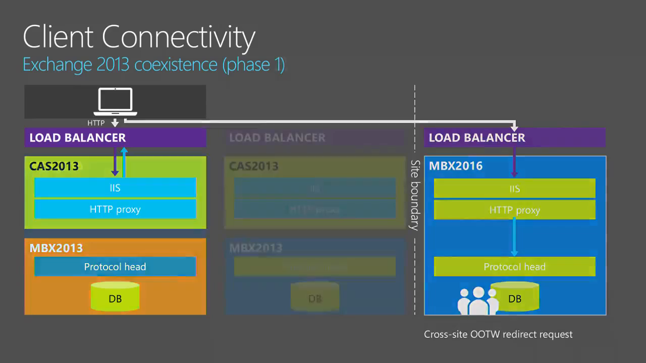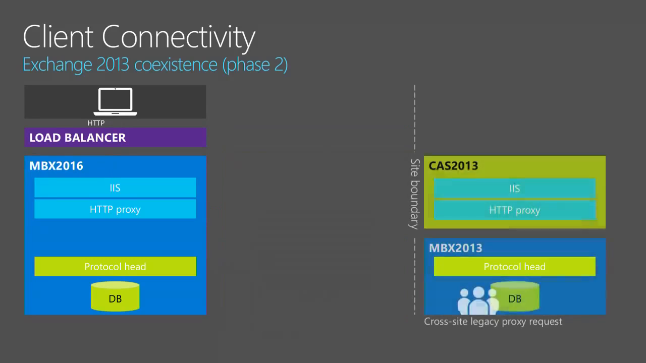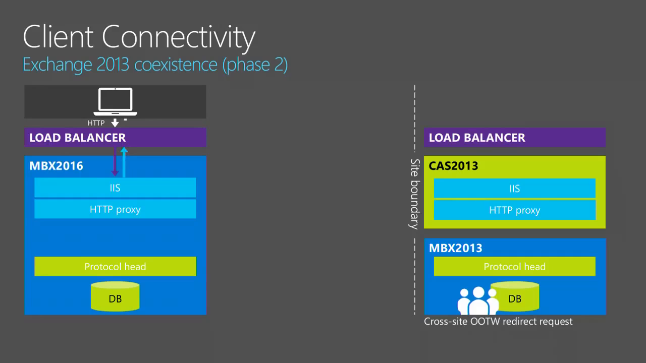We tried to make things as easy as possible. Here's phase 2. Phase 2 is when you've swapped the front door. So now you still have 2013 and 2016 in the mix, but now 2016 is answering the client requests. And it's got the front door, and it is, in fact, doing the proxy requests from 2016 over, in this case, to the mailbox that's on 2013. This is the legacy proxy request. It's very similar for the cross-site legacy proxy request. Or if you had a redirect request, it would look very similar to this.